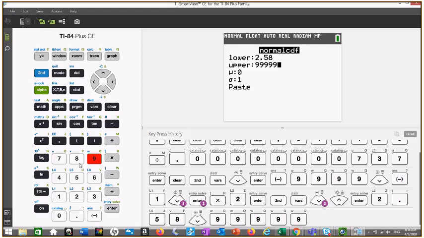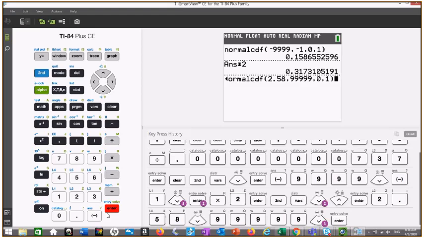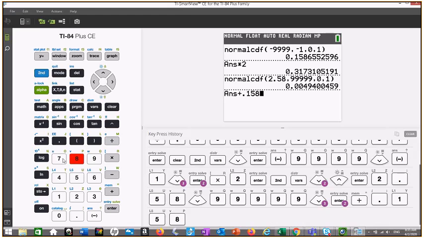But anyway, hit paste, and enter. Okay, 0.0049. I was way off. So that area is 0.0049. Add those two together, plus 0.1587, and that is 0.1636. So your answer is 0.1636.